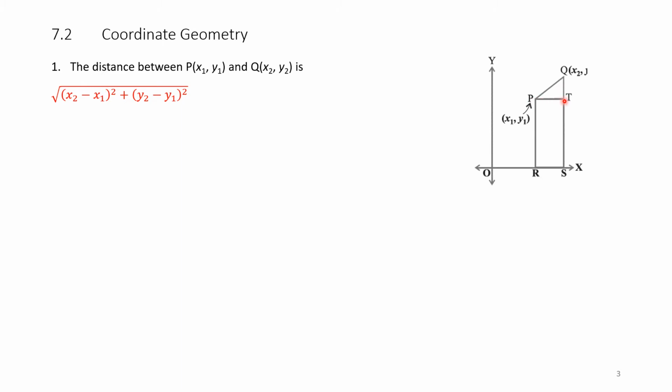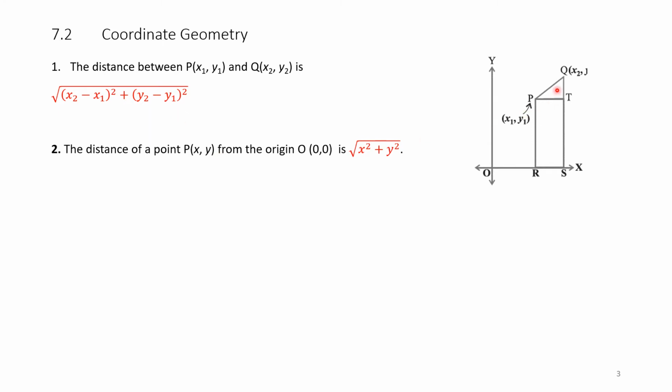But QT is the vertical distance y2 minus y1. Similarly, PT is x2 minus x1. Therefore, PT square plus QT square is equal to PQ square. Using this formula and using the square root sign, we get the distance PQ as square root of (x2 minus x1) whole square plus (y2 minus y1) whole square.